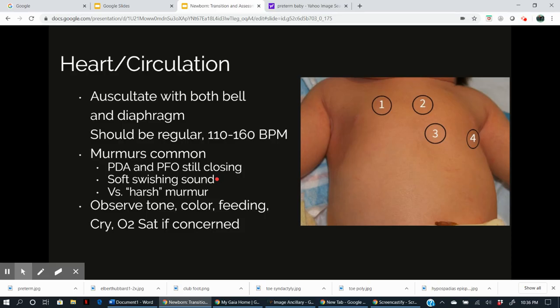But you'll hear it sort of sounds like a washing machine. It's a soft swishing sound. Now, if you hear something different, if you hear a grinding sound like something got caught in a garbage disposal or caught in the washing machine, that would require further investigation. And of course, you're going to corroborate with any signs that that baby's compromised. So you're looking at things like tone. A baby who is not getting good oxygenation is going to have poor tone. They're going to have poor color. They may look dusky or gray. They may turn blue in a cyanotic heart defect.